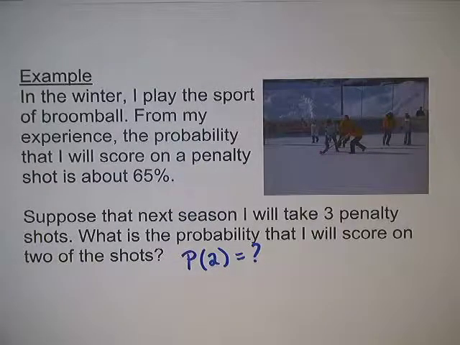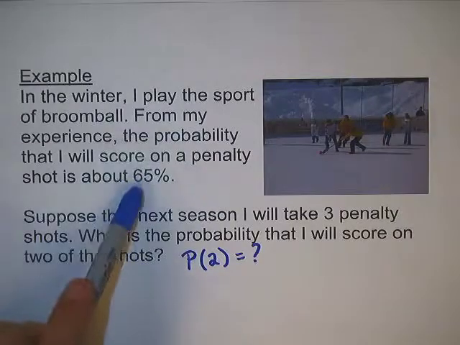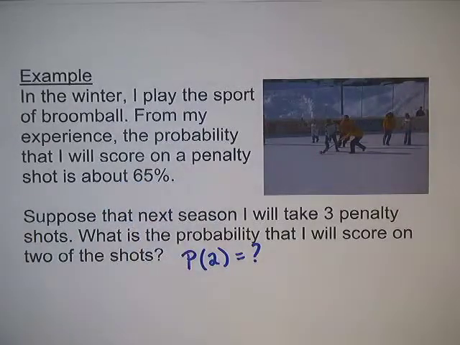Number 2, the trials are independent. The outcome of the first shot won't affect the outcome of the second shot. I would say that would be satisfied here, that whether or not I make or miss the first won't have an effect on whether I make or miss the second. And 3, the probability of the outcomes does not change. That probability of success is always going to remain at 65%. And number 4, the variable of interest is the number of successes. Yes, that is met. A success in this case would represent a goal.